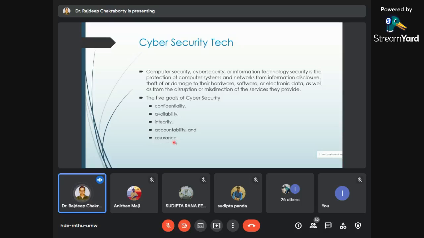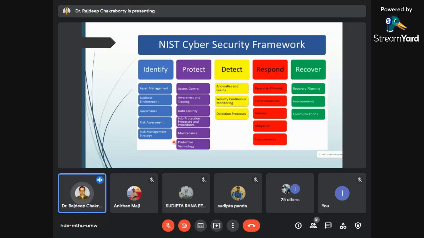Accountability is sometimes known as non-repudiation, or DDoS, denial of service. So these things are managed in terms of accountability. And nowadays, assurance is there. That is, what is the assurance of my security? This is done by auditing in cybersecurity. Now, NIST describes cybersecurity in these parts: identify, protect, detect, respond, and recover. So many things are there.